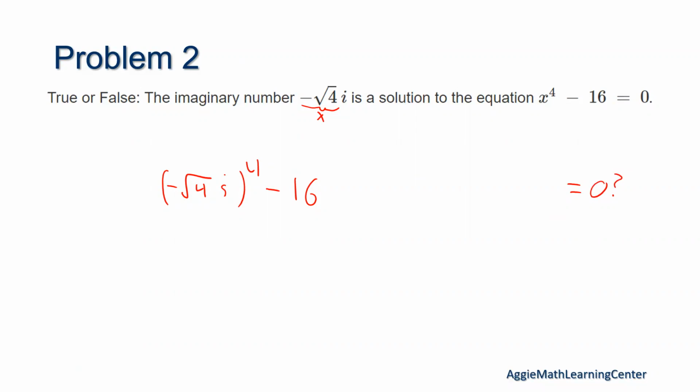Okay, so if we are multiplying things and they're all to the power of something, we can split that up. So this is equal to negative 1 to the power of 4. That's where this negative is coming from. And then we're going to have square root of 4 to the power of 4, and then i to the power of 4. Okay, and then all of that minus 16. Okay, so negative 1 to the power of 4, that's just going to be 1. Okay, so we have 1 here.